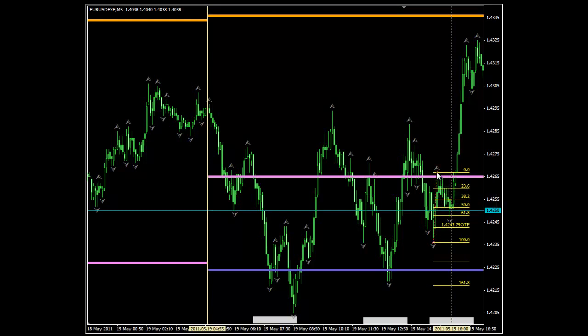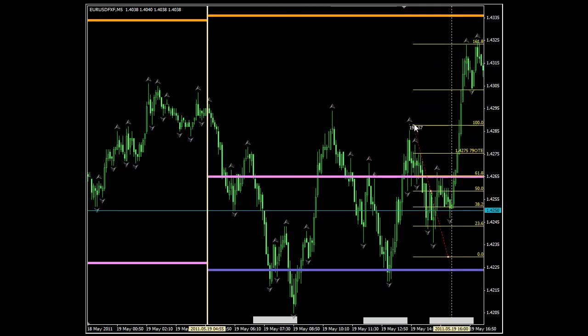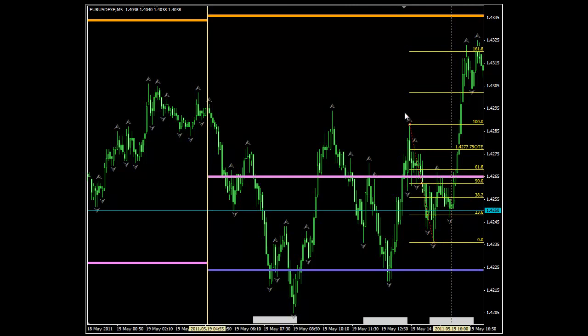Now, where is it going? Well, there's several ways to determine that. Most recent high and swing low here, 127, 162 extension. Okay, and you can see essentially that's where price went to for the day.